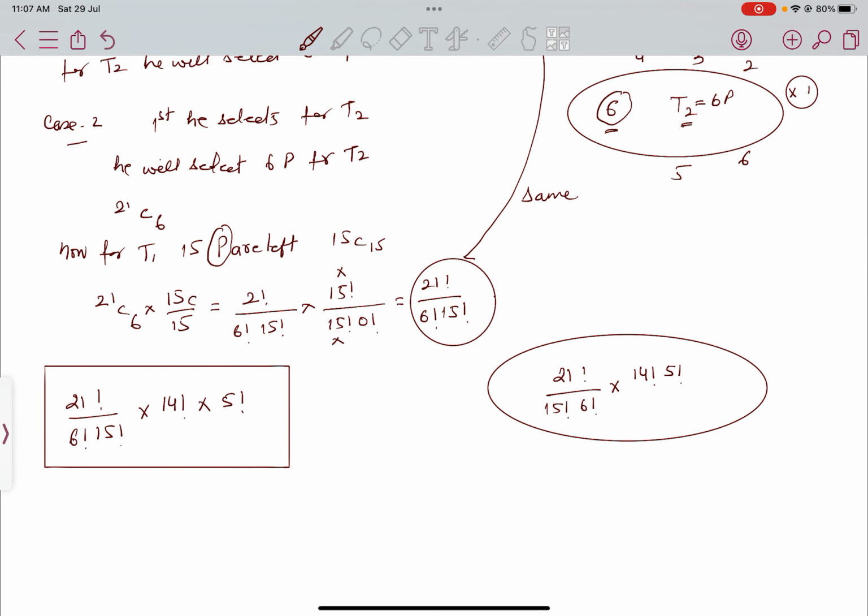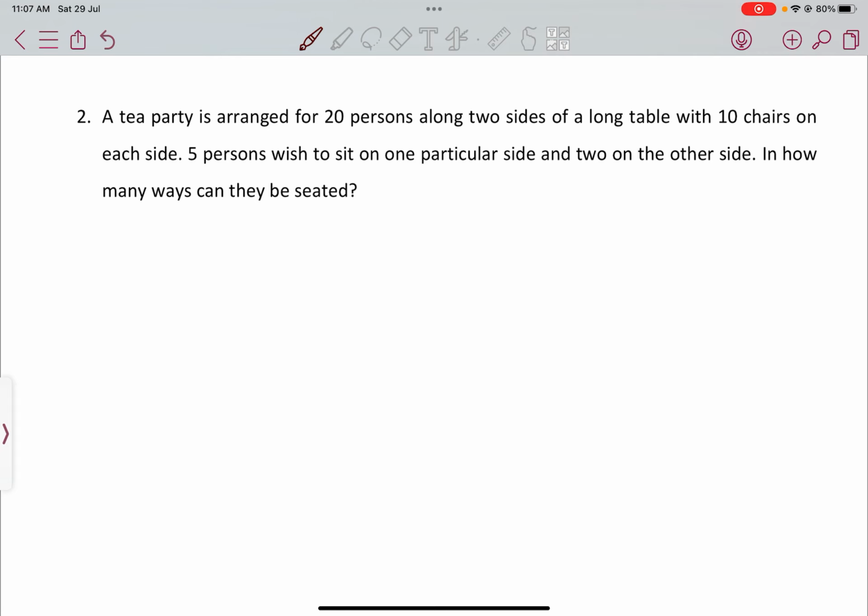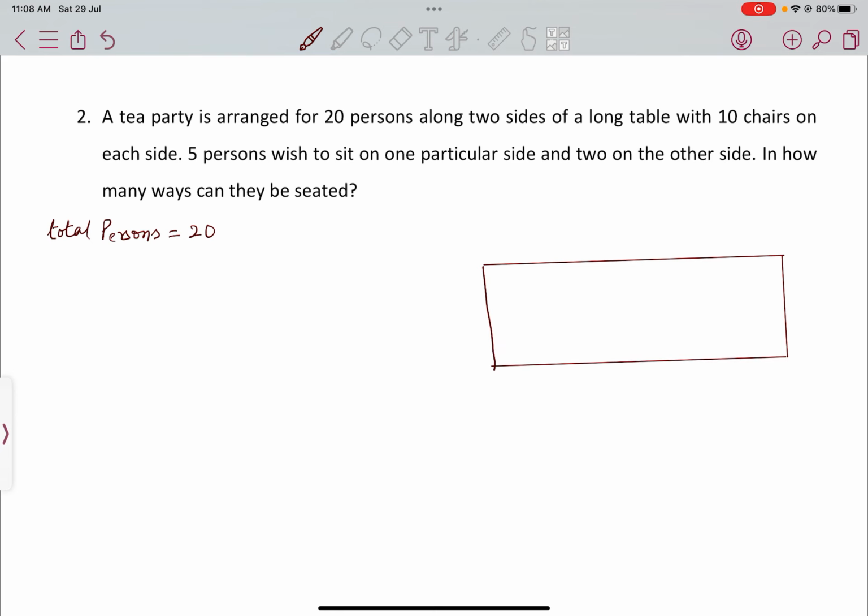Now come to the next question. A tea party is arranged for 20 persons. Total persons 20, along two sides of a long table. Here is a long table with two sides. This is side 1, and this is side 2.